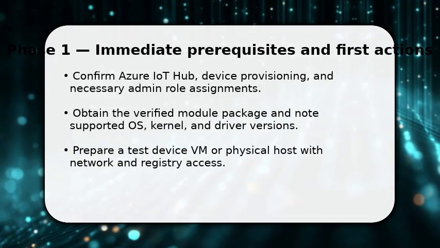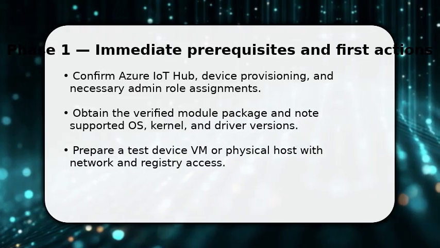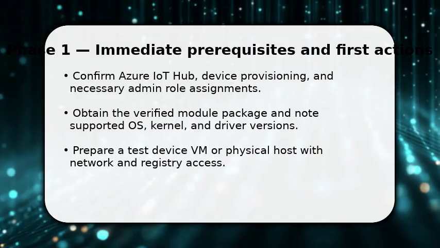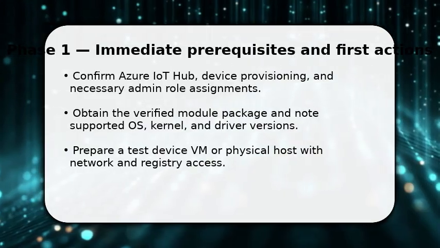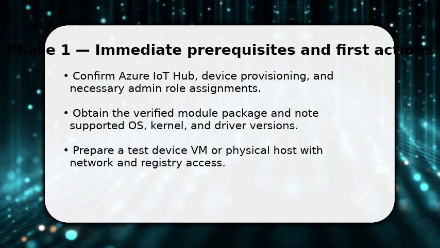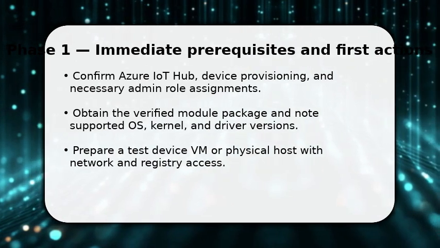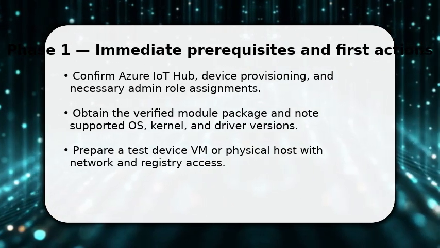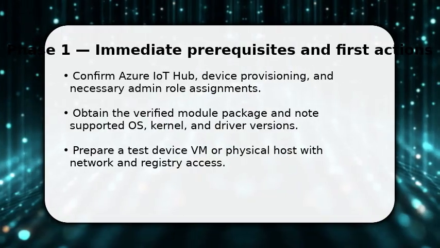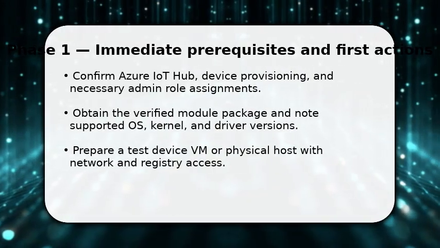Once done, prepare a test device, either a VM or physical host, with network access and permission to pull images from the container registry. Finally, set environment variables and credentials. These let you authenticate to Azure and to your container registry before installation proceeds.